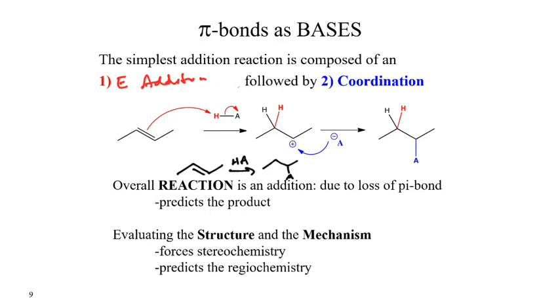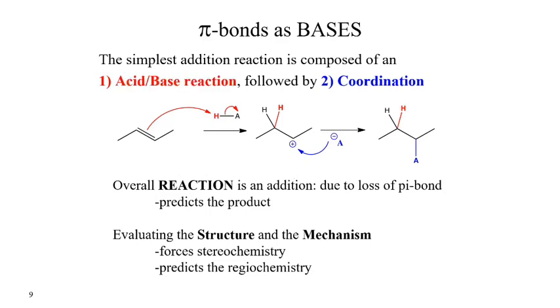Evaluating the structure and the mechanism is what forces our stereochemistry, and that predicts our regiochemistry as well. Where did H and A go with respect to each other, both in space and numerically on the molecule? In this particular structure, the molecule was very symmetric, so we don't really see that regiochemistry system pop up yet.